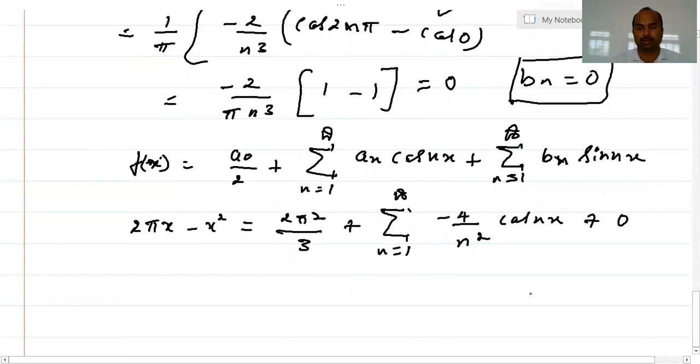So this is about the functions. So if you substitute, you get the required answer.